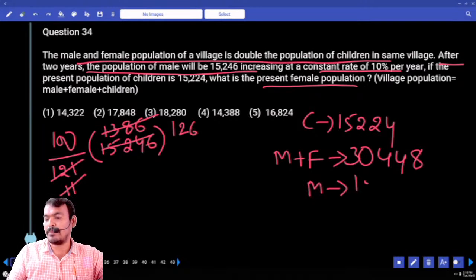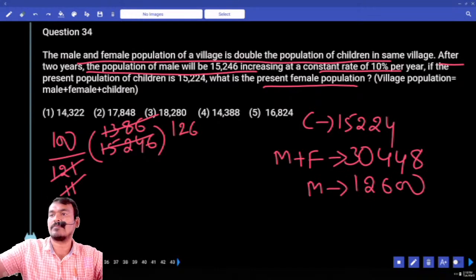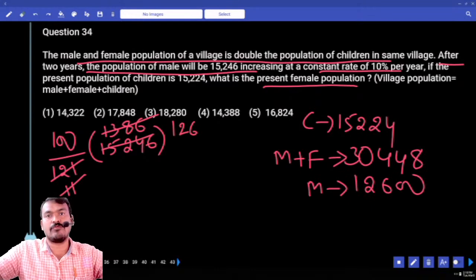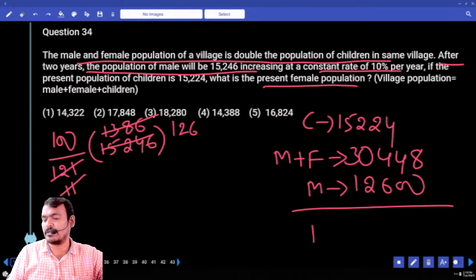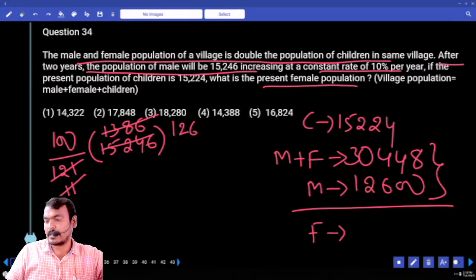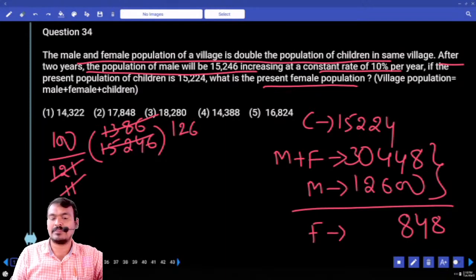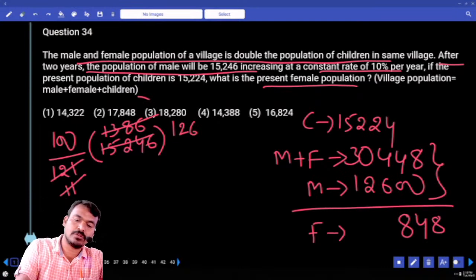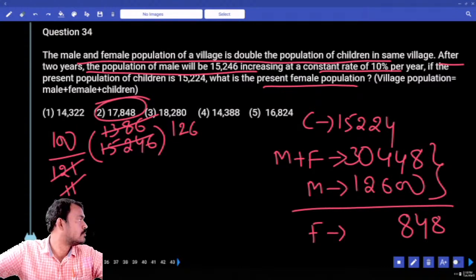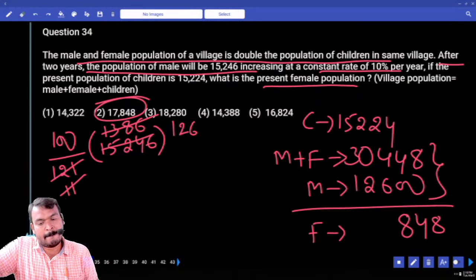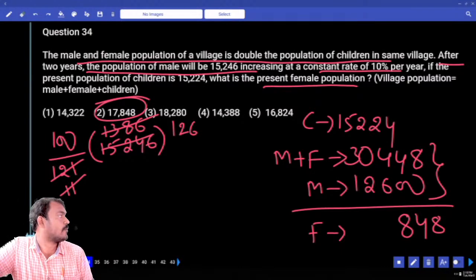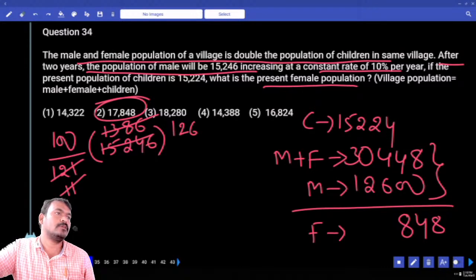That value is the male value or female value? Male value. Then the male population is 12,600, or not? But male plus female is 30,448. But which population do we require? Female population, or not? These two, are we subtracting or adding? Subtracting. Last digit 8, 4, 14 minus 6, 8. Then the last 3 digits are 848. How many options? Only the second option, or not? Here the male and female value is double which one? The children value, or not?